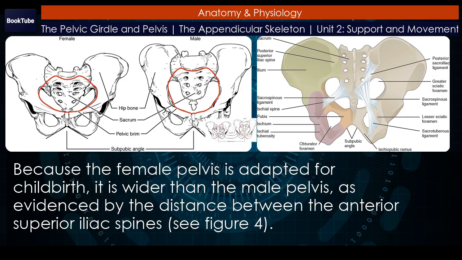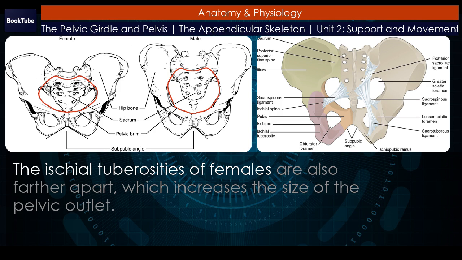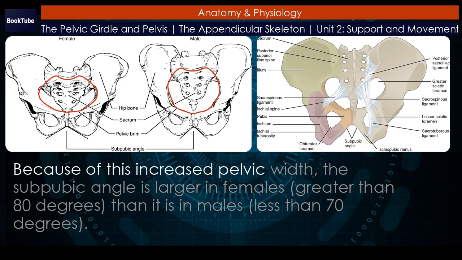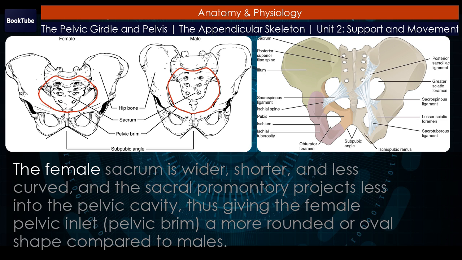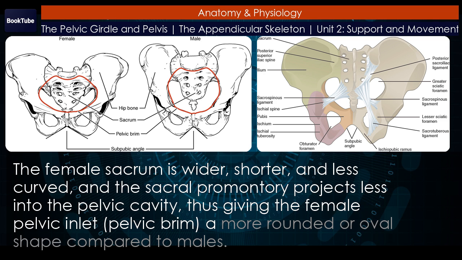See Figure 4. The ischial tuberosities of females are also farther apart, which increases the size of the pelvic outlet. Because of this increased pelvic width, the subpubic angle is larger in females, greater than 80 degrees, than it is in males, less than 70 degrees. The female sacrum is wider, shorter, and less curved, and the sacral promontory projects less into the pelvic cavity, thus giving the female pelvic inlet, or pelvic brim, a more rounded or oval shape compared to males.